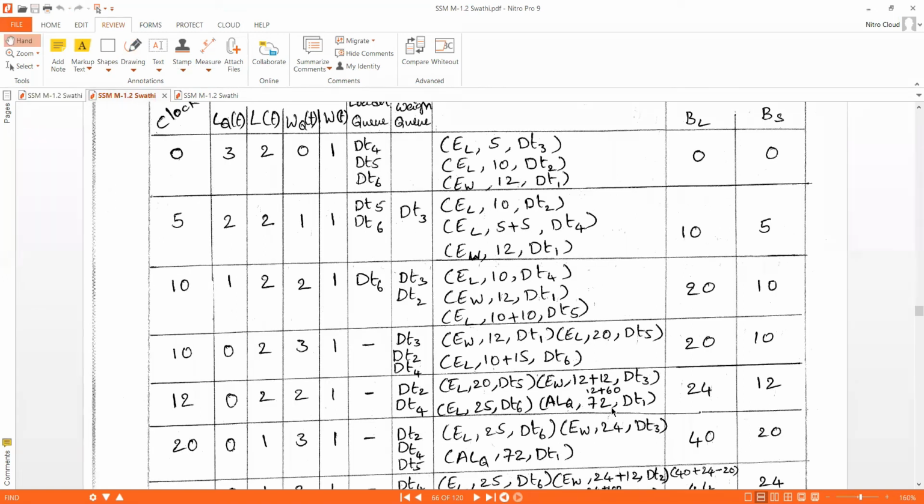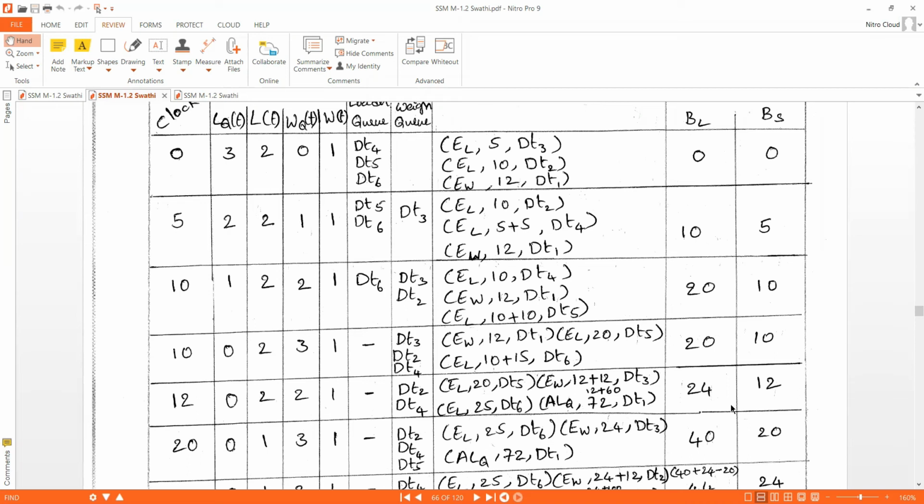And what time did dt1 start its traveling? It started its traveling at simulation clock time 12. So the arrival at the loader queue will be 12 plus 60. 12 is the time dt1 started its travel, and it will take 60 minutes to complete its travel, so it is total 72 minutes. At 72 minutes, dt1 will arrive at the loader queue. The arrival at the loader queue for dt1 is simulation clock time 72.